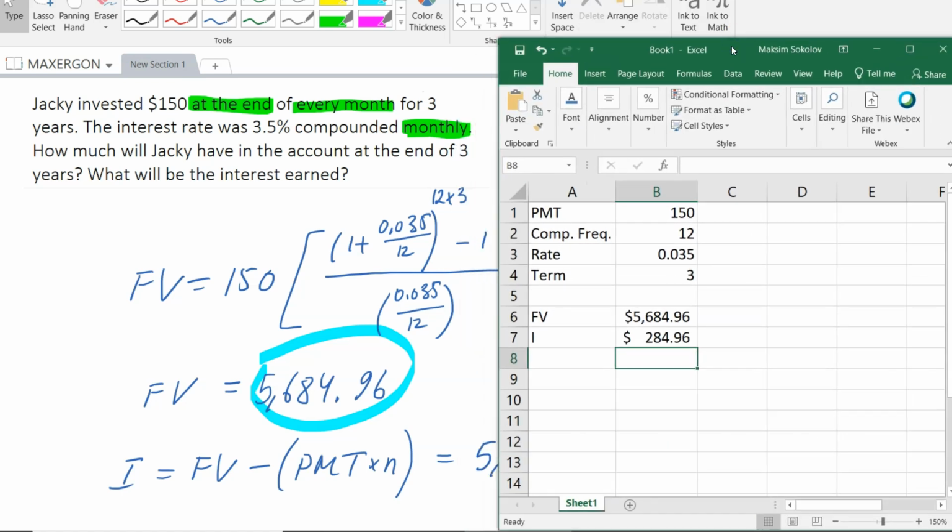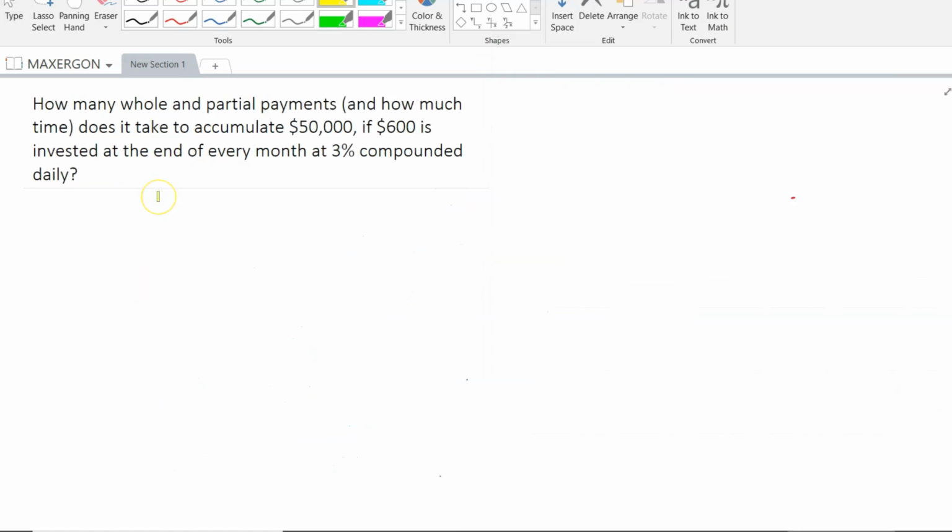So now let's continue to the next problem. This problem reads, how many whole and partial payments and how much time does it take to accumulate $50,000 if $600 is invested at the end of every month at 3% compounded daily? In this problem, we need to notice several important things.